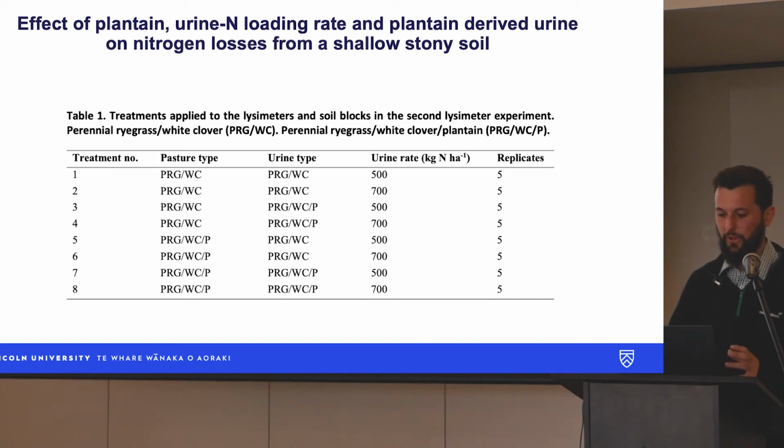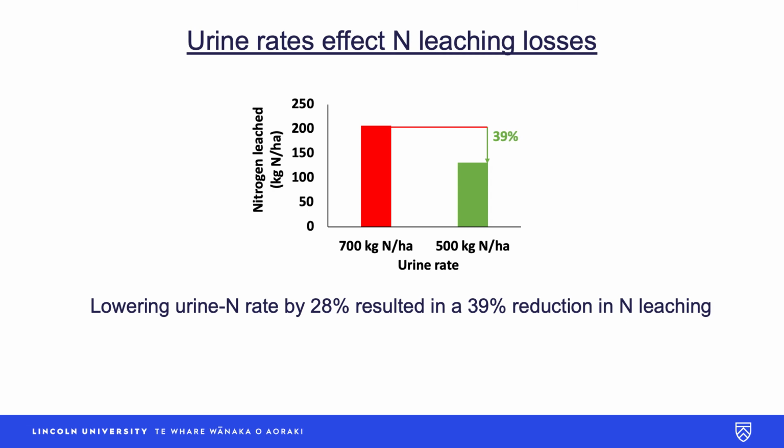We also looked at urine rates, so 500 kgs of nitrogen per hectare versus 700, and this is where we got some really good results this year. We saw that lowering the urine nitrogen rate 28% resulted in a 39% reduction in nitrogen leaching. So we got really good bang for our buck. If you can reduce your urine rate 28%, we saw a 39% reduction in nitrogen leaching losses.